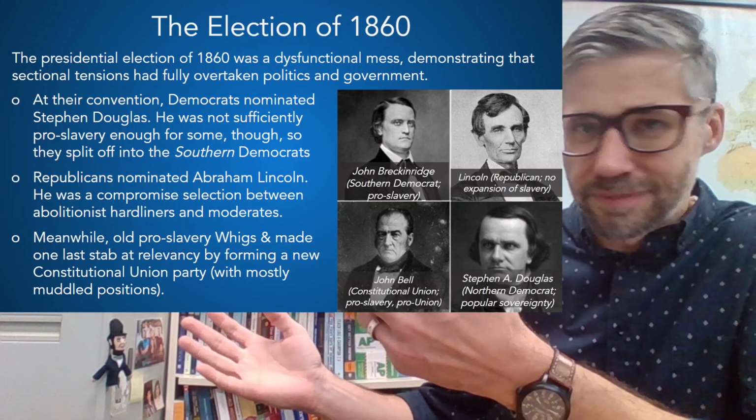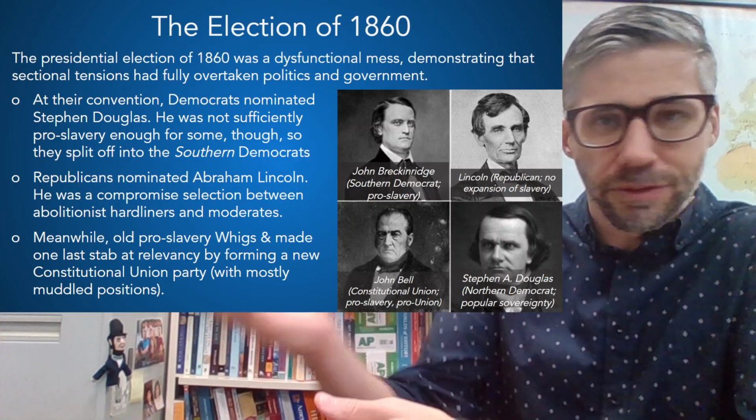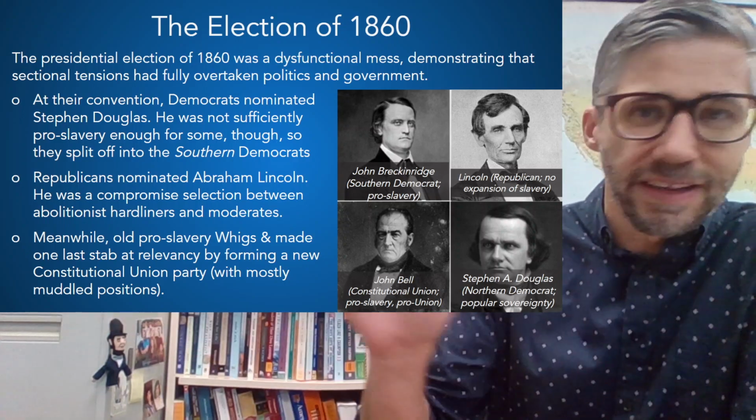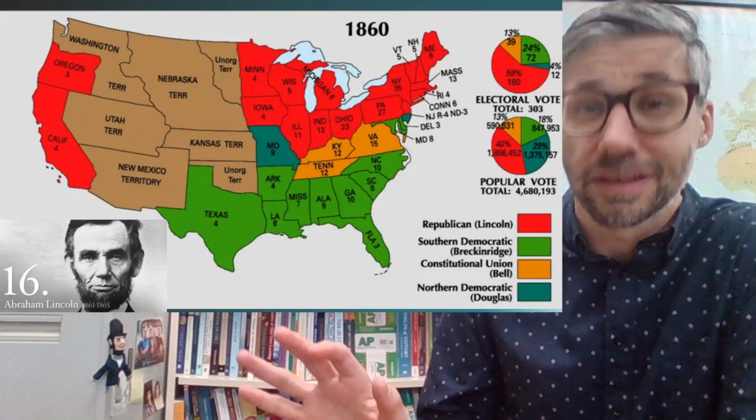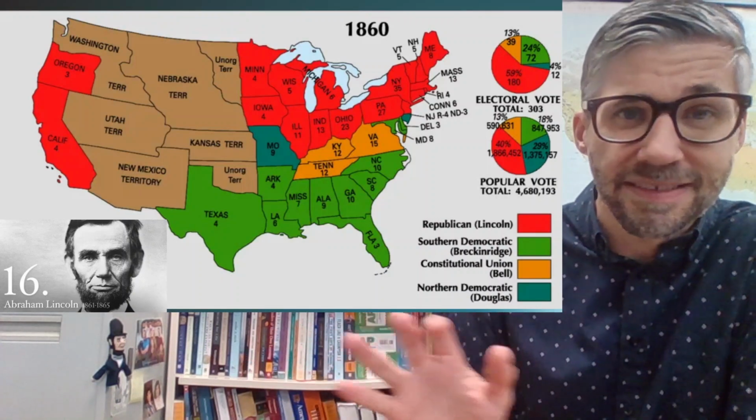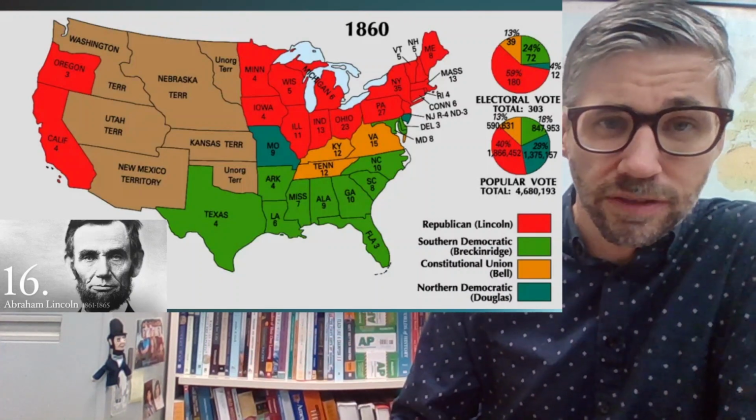The other leftover Whigs and some other people put together, create another new party. We're just going to go ahead and ignore that. It's safe to say that when there are 4 parties running, it's going to look like a mess, and it definitely does in the 1860 election.